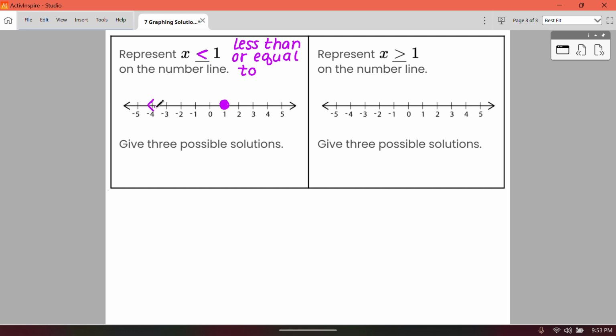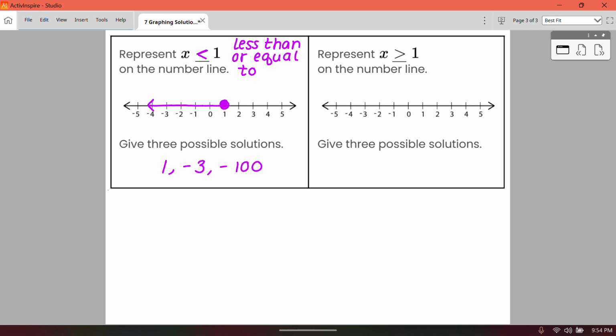And you can make it as long or as short as you want, as long as it's going in the correct direction. And then when I give my 3 possible solutions, I can include any number that is less than 1, but this time I can also include 1 as a solution. So I'm going to say 1 is a solution, -3 is a solution, and -100. Those are all solutions to this inequality. But there are infinite possible answers.